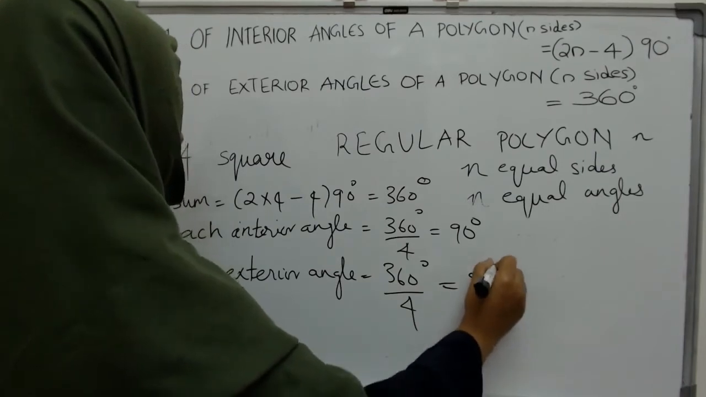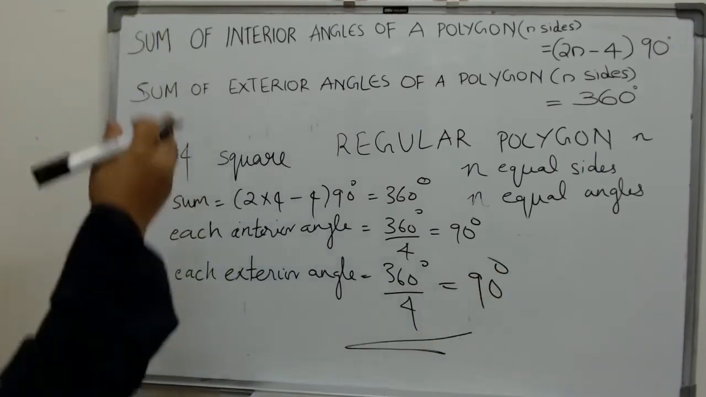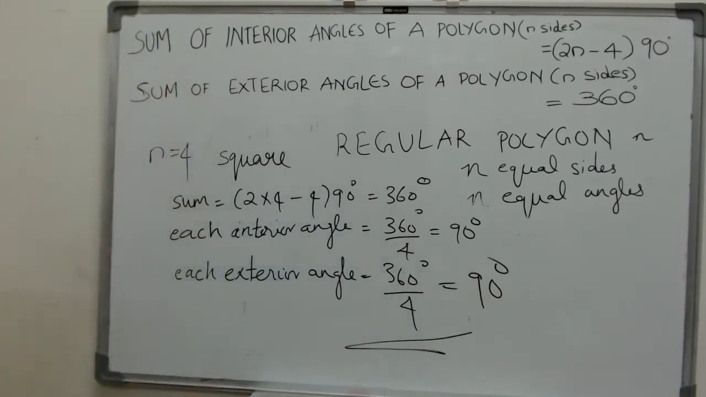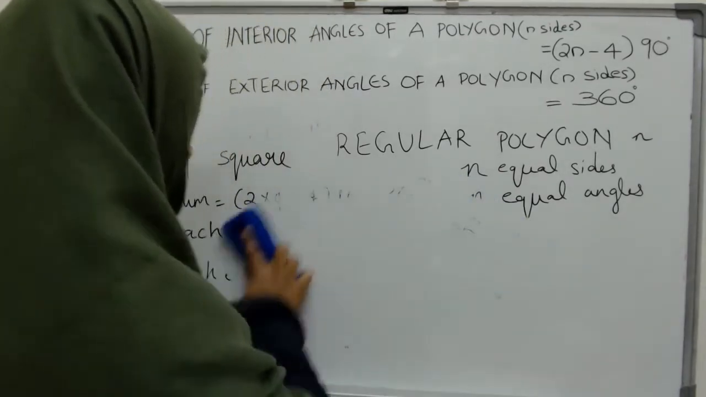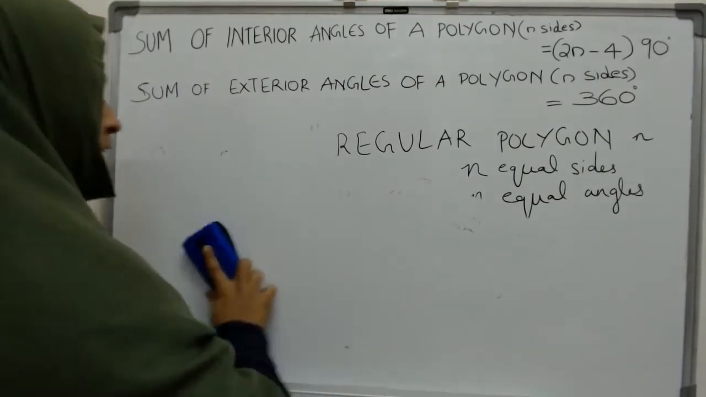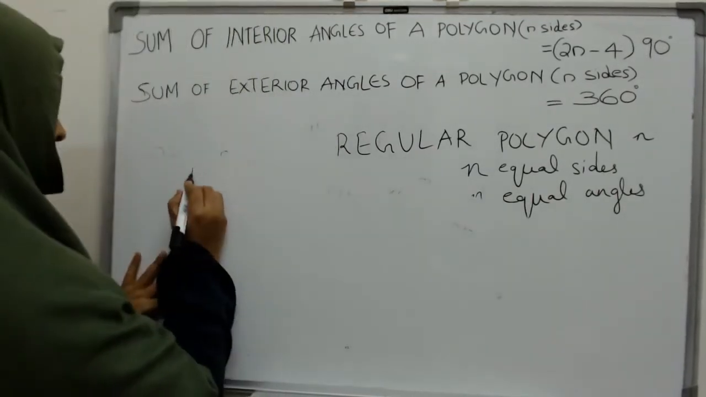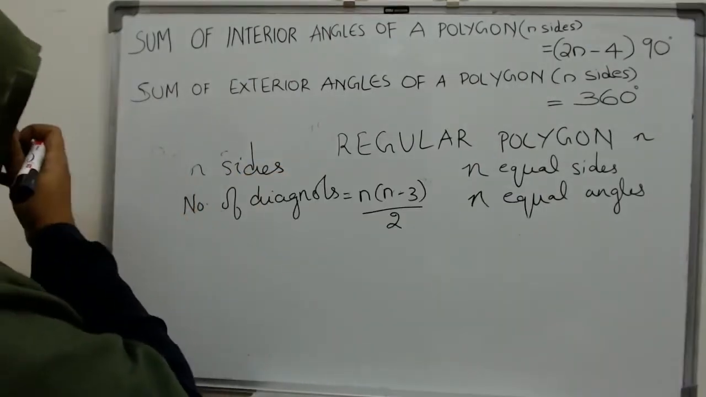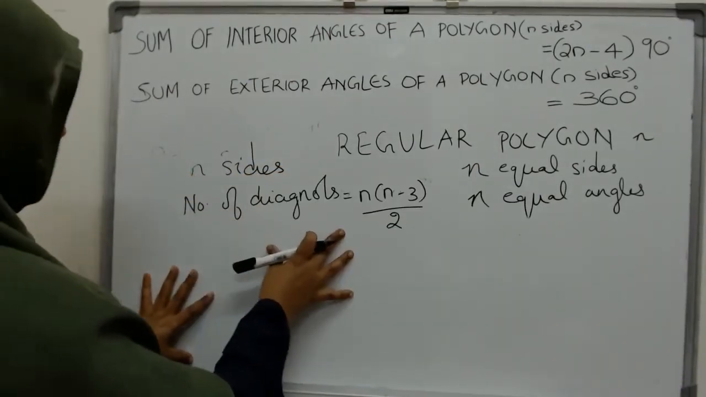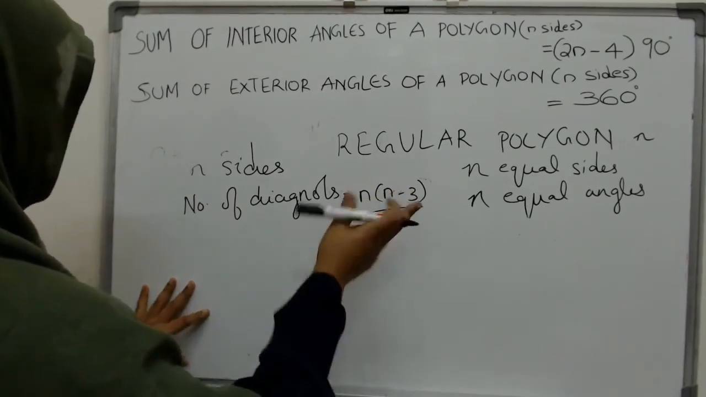That again would be 90 degrees. So these are the two important formulas. Now we will study one more formula which will tell us the number of diagonals of a polygon. Suppose there is a polygon of n sides. So now we will see that the number of diagonals is n into (n minus 3) by 2.